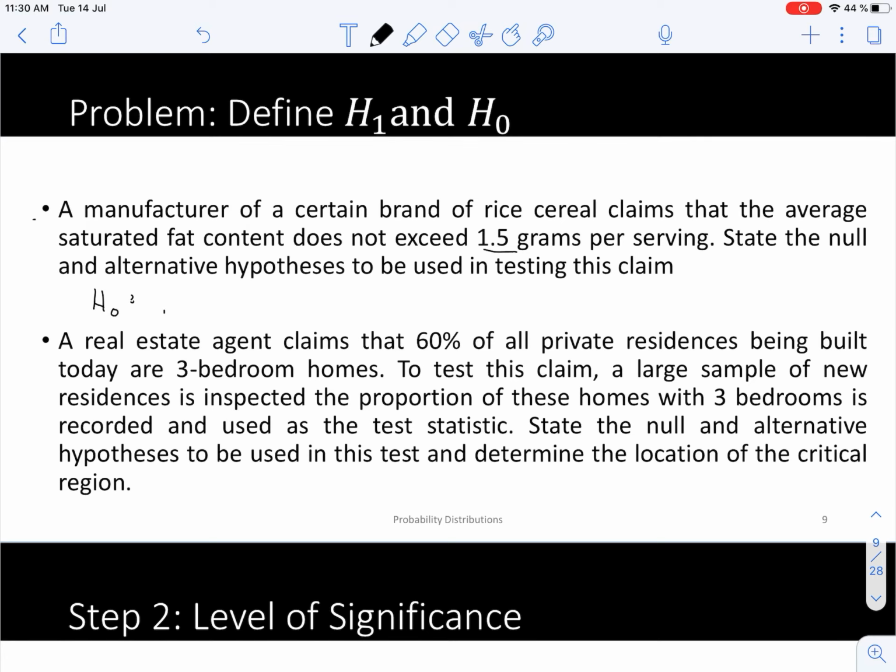So that's mu, referring to this parameter, because it's talking about the average saturated fat. So mu less equal 1.5. I'm using the null hypothesis because the equal sign is included, and of course then the alternative will be the complement, so that the average content of fat is greater than 1.5.